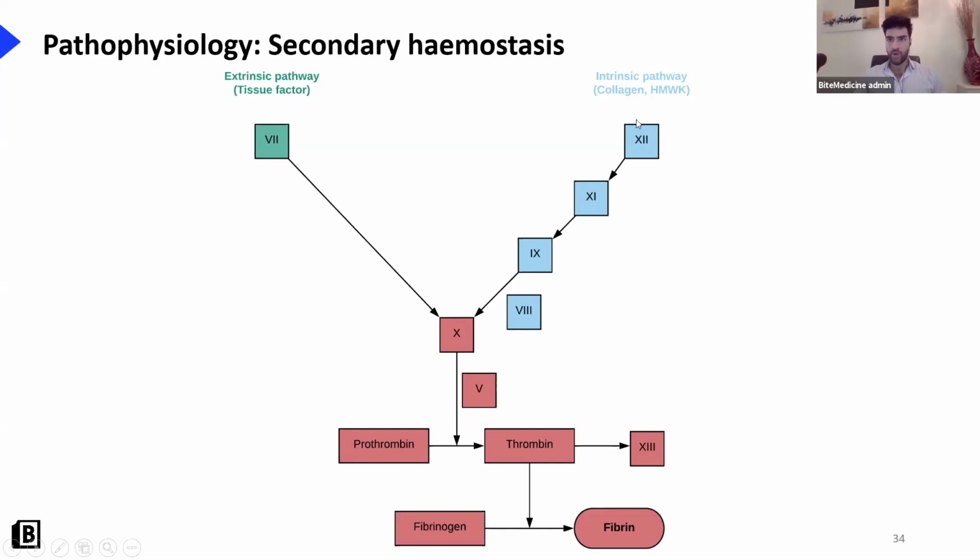The point is both of these pathways converge on factor 10. This is the common pathway. That's why it's known as common, because they both converge onto it. If we look at the common pathway first, you have factor 10. Once that's activated by the various pathways, it converts prothrombin to thrombin. Factor 10 forms a complex with factor 5 in order to achieve that. Thrombin is an enzyme which converts fibrinogen to fibrin, and that's what we want.